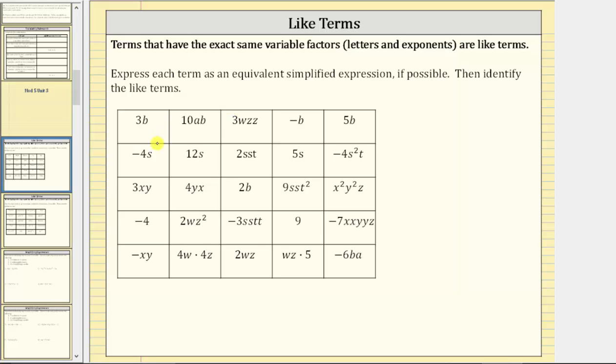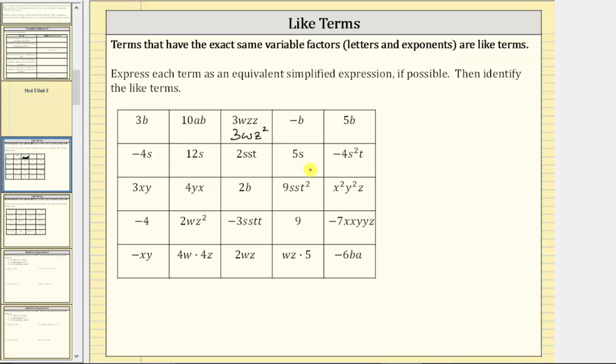Looking at the first row, there's only one term here that can be simplified. It's this term here. We have 3wzz, which means 3 times w times z, because we have two factors of z. We can write an equivalent expression in simplified form as 3wz squared. The exponent of 2 indicates two factors of z.